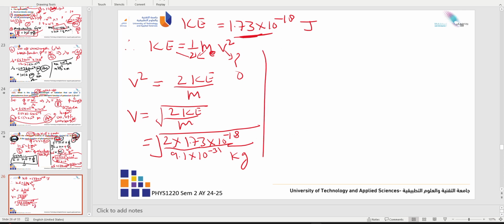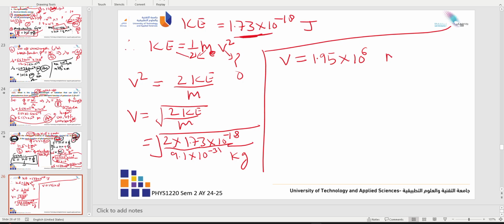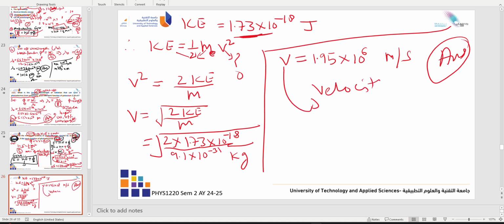So if we calculate the whole thing, the answer for the velocity will be 1.95, it is a very big velocity, times 10 to the power 6 in the unit of meter over second. So this is the answer for the velocity. This is the velocity of the electron, or the photoelectron.